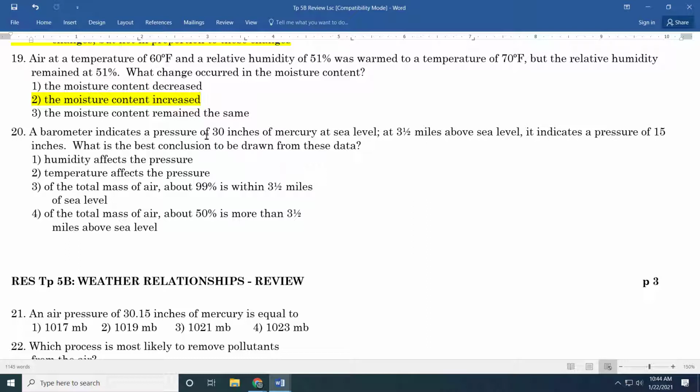Humidity affects pressure? It doesn't mention humidity at all. Temperature affects pressure? It doesn't mention temperature at all. Of the total mass of air, 99% is within 3.5 miles. So that would mean if I go up 3.5 miles, it should go down 1%. It went down 50%. So 50%, there we go.